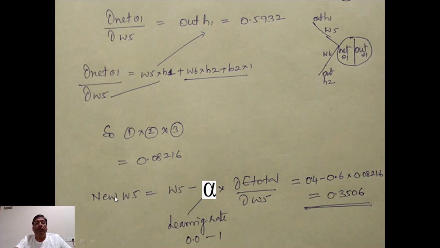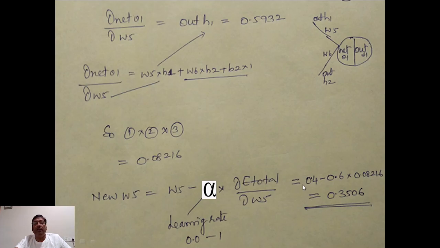So you can write W5 star, or new W5, which will be equal to W5 minus alpha. Alpha here is the learning rate, whose value you can take from 0 to 1, multiplied by the value that you generated by calculating the partial derivative of E total with respect to W5.